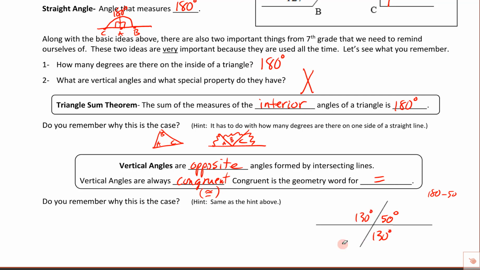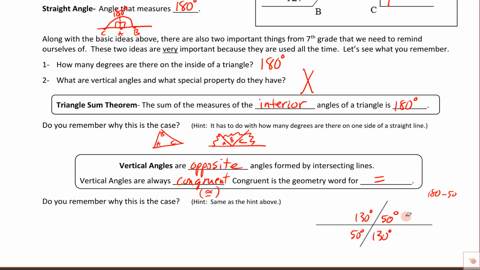And then by the same token, I'm going to cover up the top part of this, and we're going to say, well, look, if this is a straight line and there's 130 degrees here, we've got to have 180 degrees altogether. So this one on the other side, this missing angle here, has to be 50 degrees.